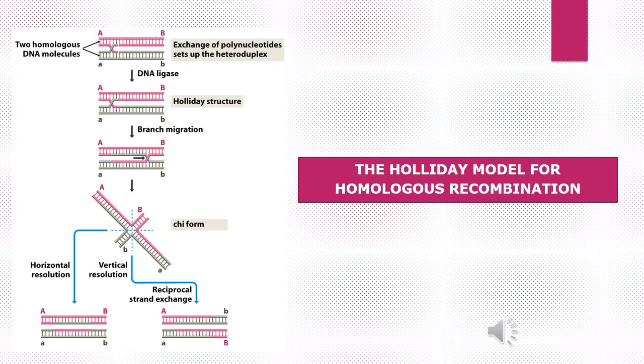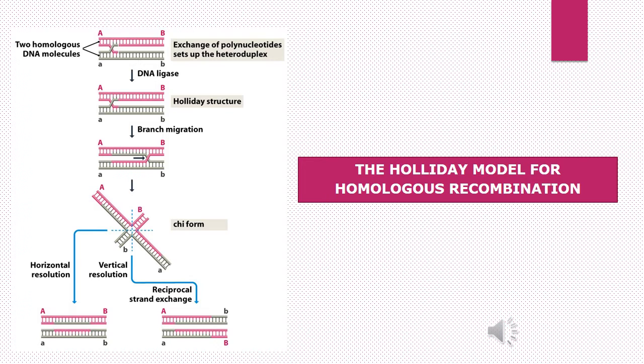Elegant early experiments using heavy isotopes of atoms incorporated into DNA provided the first molecular view of the process of homologous recombination. This is the same approach used by Meselson and Stahl to show that DNA replicates in a semi-conservative manner.